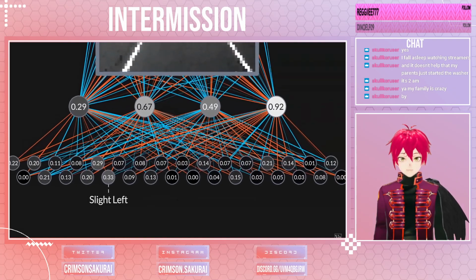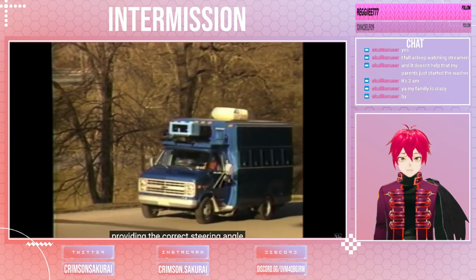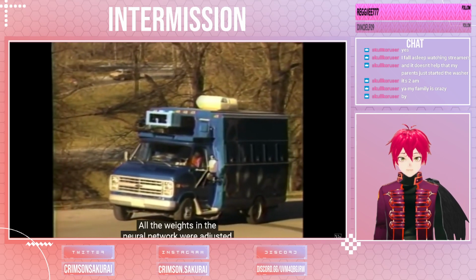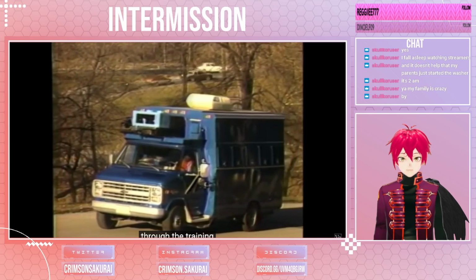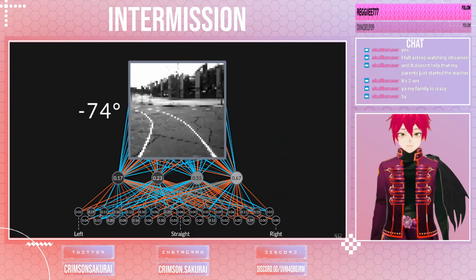Slight left. To train the neural net, a human drove the vehicle, providing the correct steering angle for a given input image. All the weights in the neural network were adjusted through the training so that Alvin's output better matched that of the human driver.